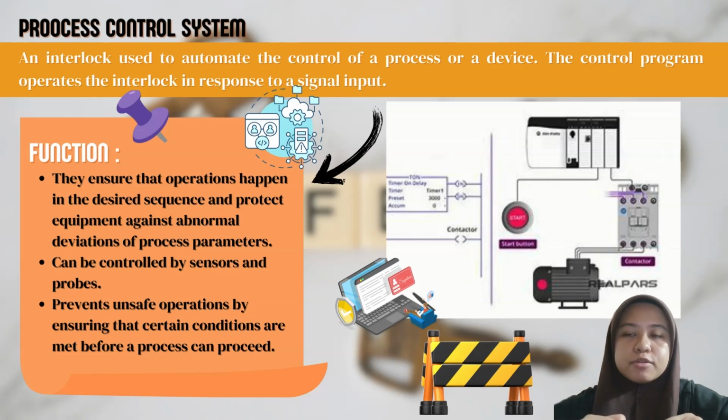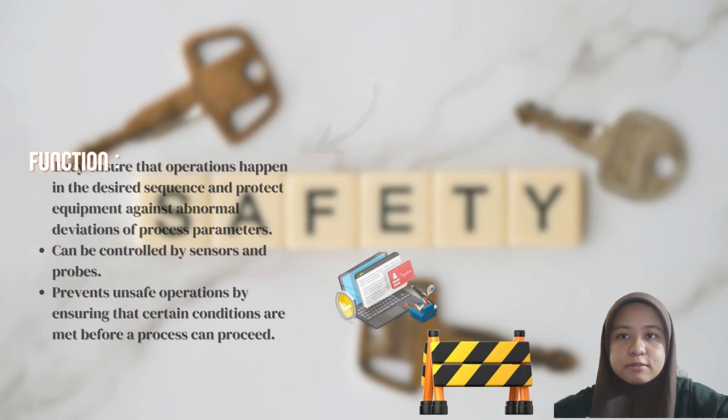The function of process control system is to ensure that operations happen in the desired sequence and to protect equipment against abnormal deviation of process parameters. They can also be controlled by sensors and probes. They also prevent unsafe operation by ensuring that certain conditions are met before a process can proceed.